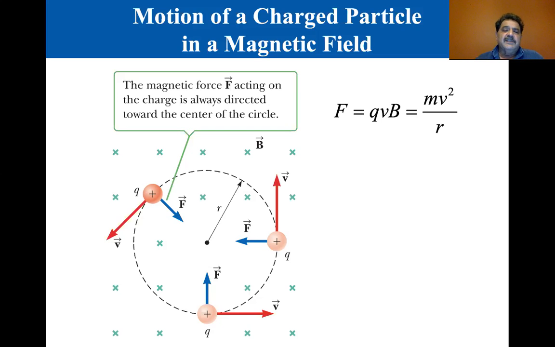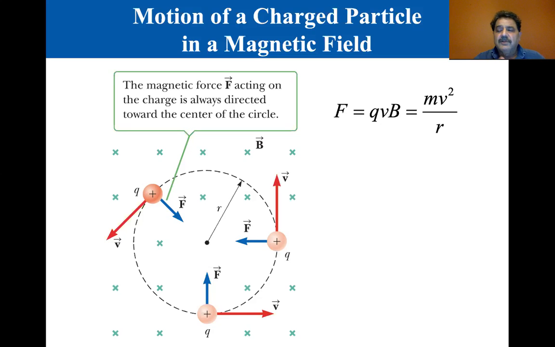But wait a minute, if this is a centripetal acceleration, we also know that force equals mass times acceleration. The centripetal acceleration is v squared over r. So if we equate the force from the charged particle in the magnetic field, that's QVB, and the force from ma, mass times v squared over r, we get QVB equals mv squared over r.